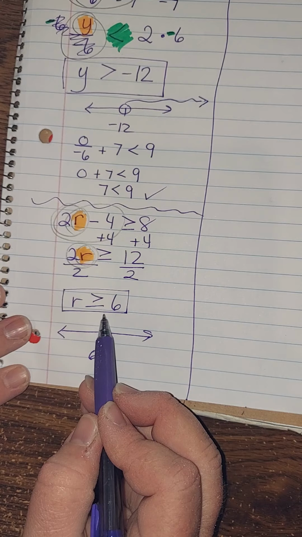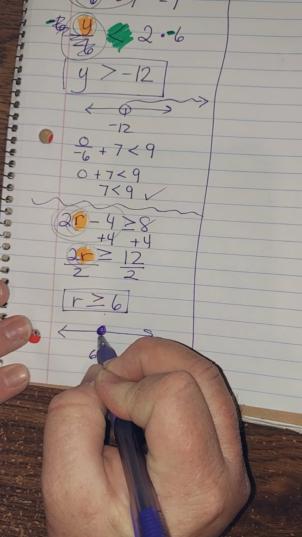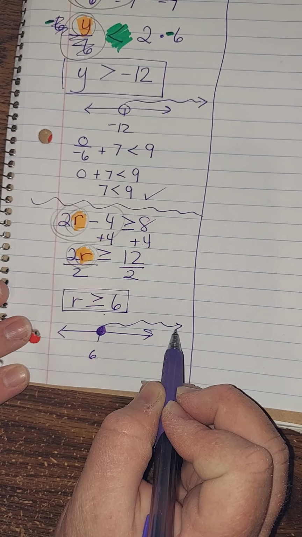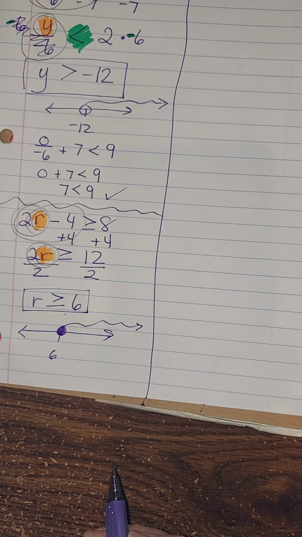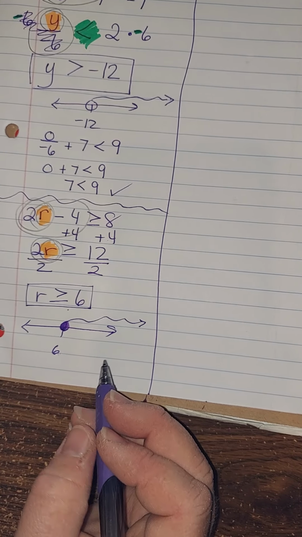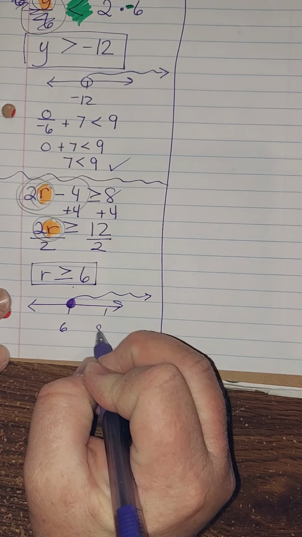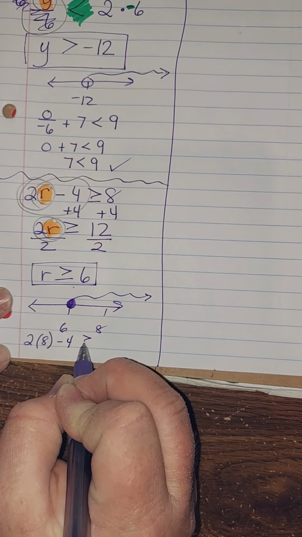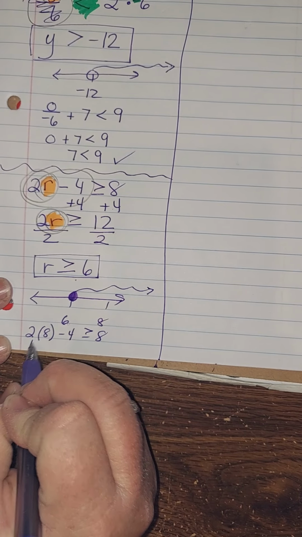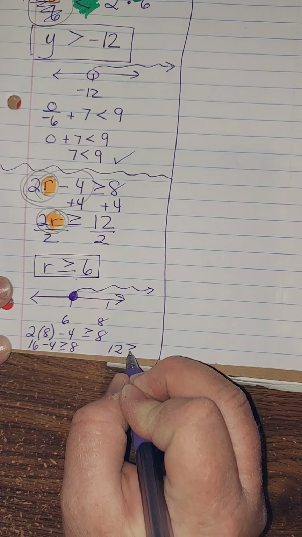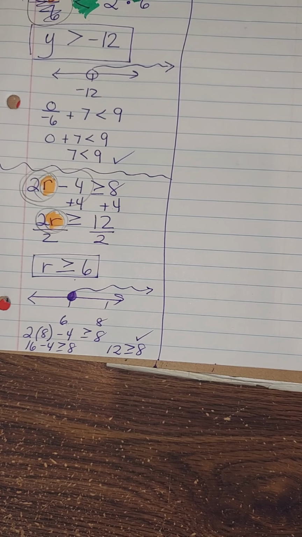6, open or closed? Closed. r is greater. Greater. Okay? Again, check your work. Give me a number bigger than 6. How about 8? So plug it in. 2 times 8 minus 4 is greater than 8. 16 minus 4 is greater than 8. Well, what's 16 minus 4? That's 12. Is 12 greater than 8? Cha-ching!